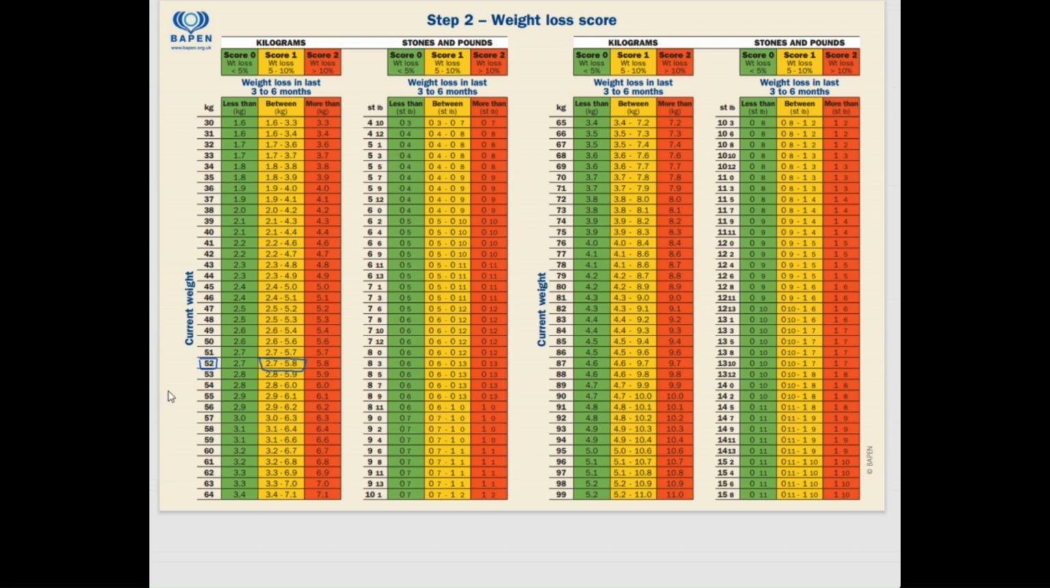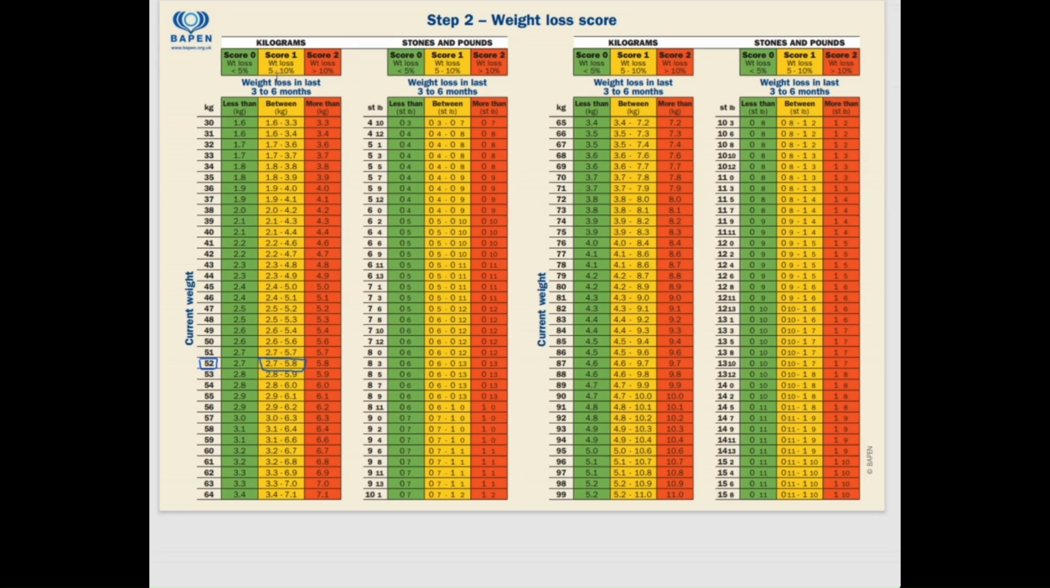Now we will find out the weight loss score. Please see the MUST tool chart on the screen. First, we will locate the patient weight on the left side, which is 52. I have marked it already. Now we will find out in which column the weight loss score falls. So the patient weight loss is 2.9 kilograms. In the middle column, it shows weight loss range in kilograms. Look in the column next to the weight of 52 and you can see that the weight loss of 2.9 falls in the middle column, where the range is weight loss between 2.7 to 5.8. Now look at the top middle column, which shows a score of 1. It means the weight loss score is 1.